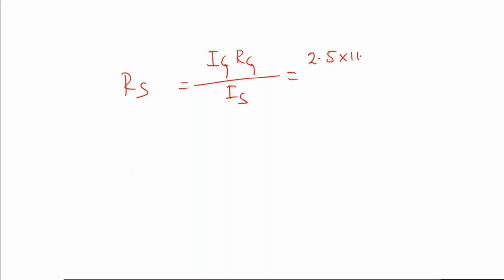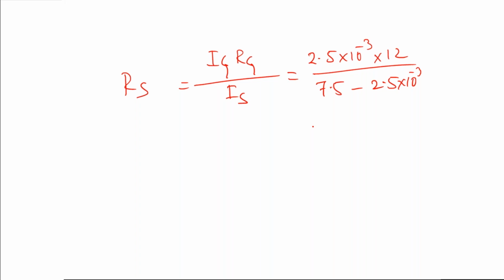IG is 2.5 minus 3. What is RG? 12 ohm. And what is IS again? This is 7.5 minus 2.5 into 10 minus 3. If you just calculate this, you'll get the value.